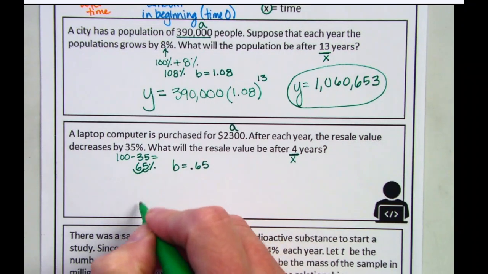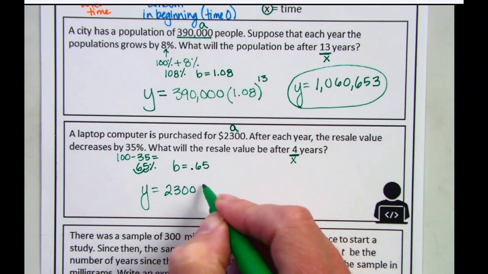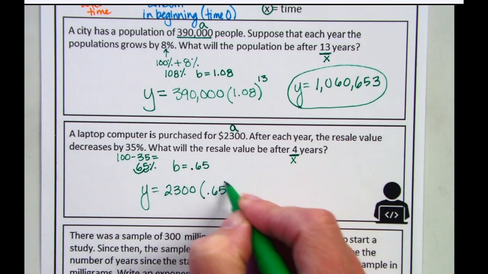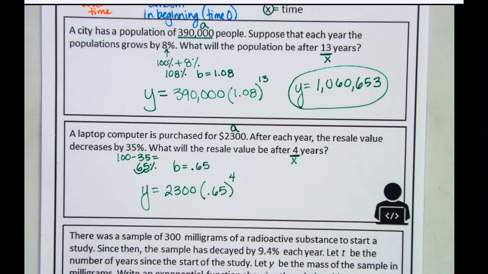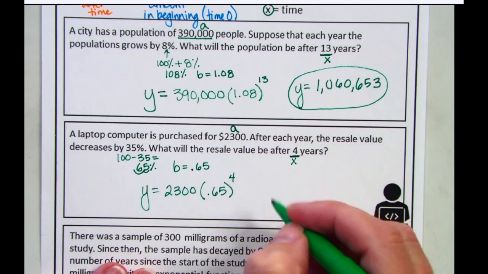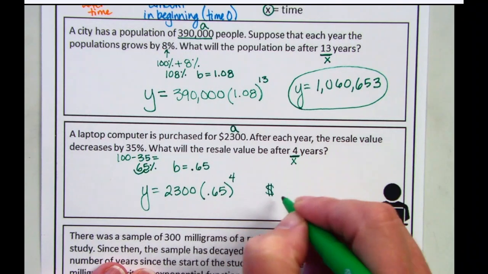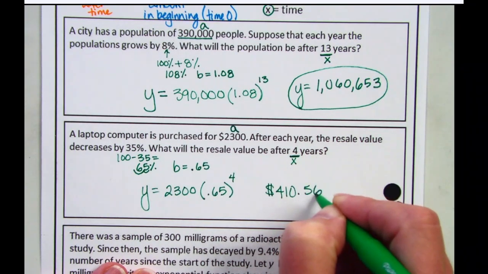And what's this for? The X. So Y equals 2,300 times 0.65 raised to the power of 4. Since this is dollars and cents, your homework will tell you what to round to, but because this is dollars and cents, I'm going to say it was $410.56.